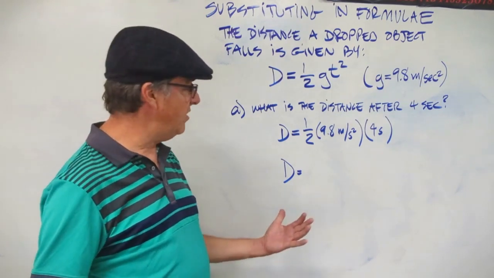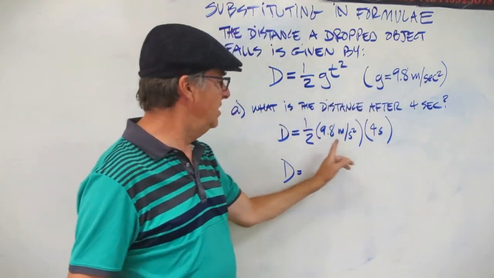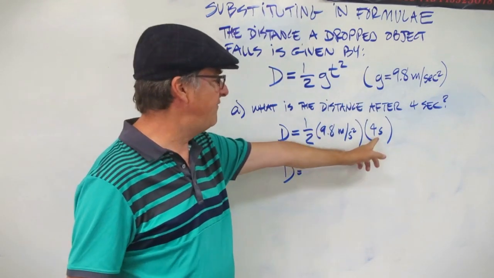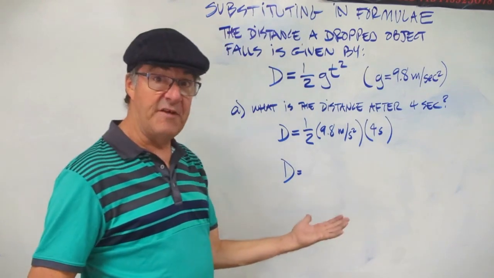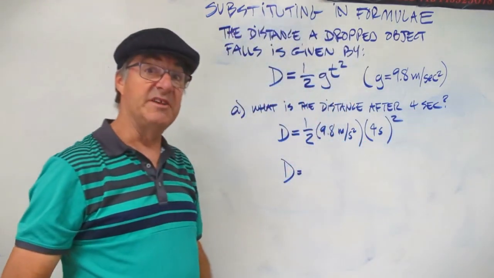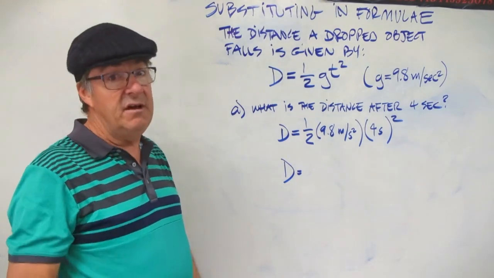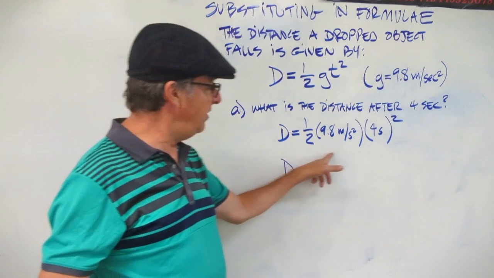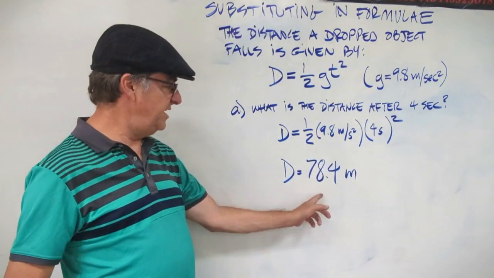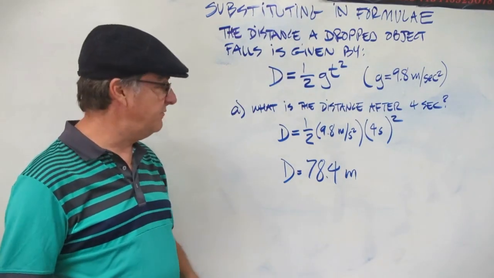Okay, I just plugged in what I knew. My half stays as a half. I know my g, it's right there. So I put in 9.8 meters per second squared, and then I put in my 4 seconds. For my t, what did I forget? There you go, it's t squared. Gotta have that. All right, so now pull out your calculator and plug and chug your way through this and tell me what you get. I get 78.4 meters. If you didn't get that, give it another try, see what you can find there.